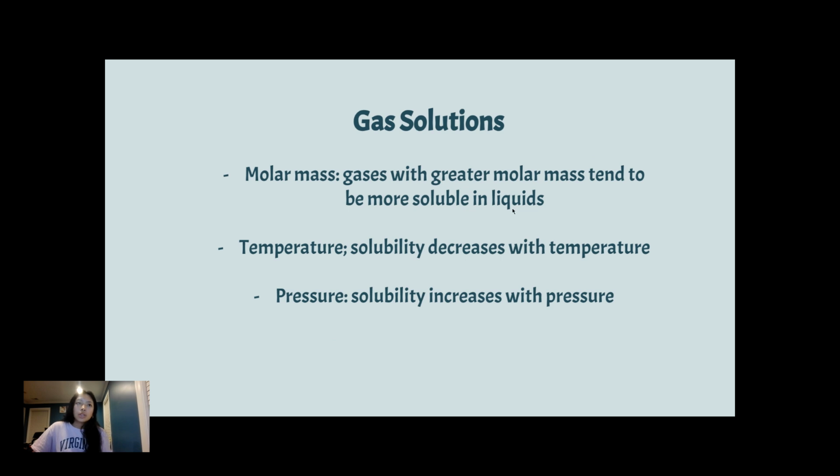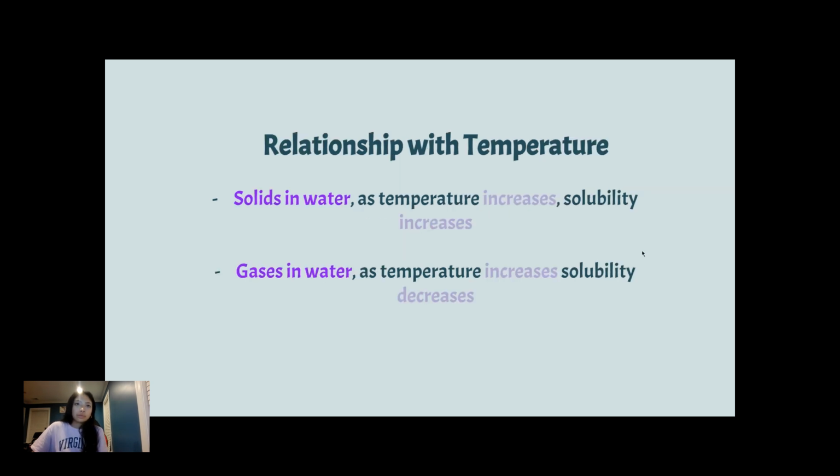Okay, so gas solutions. There are a few things you need to know about gas solutions. The first thing is molar mass: gases with a greater molar mass will tend to be more soluble in liquids. As for temperature, solubility decreases with temperature, and for pressure, solubility increases with pressure. So the relationship with temperature: in solids and water, as temperature increases, solubility will increase. For gases and water, as temperature increases, solubility decreases.